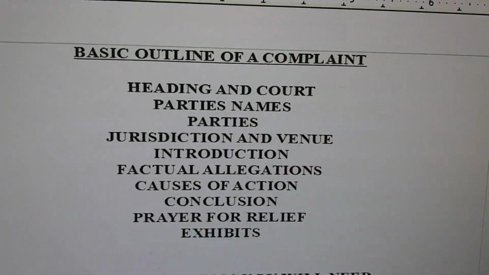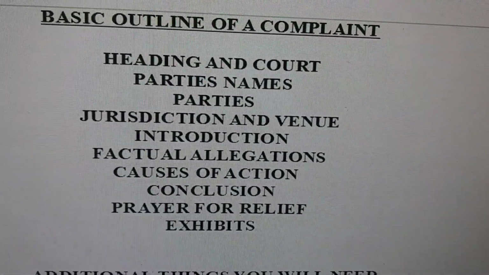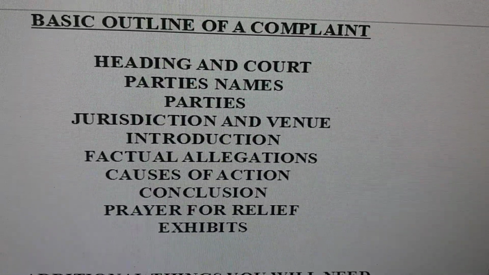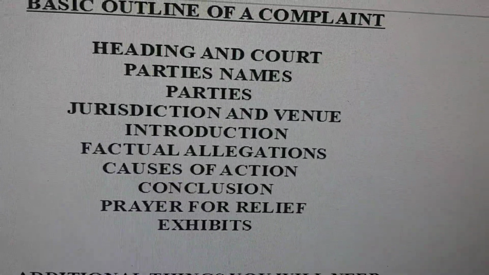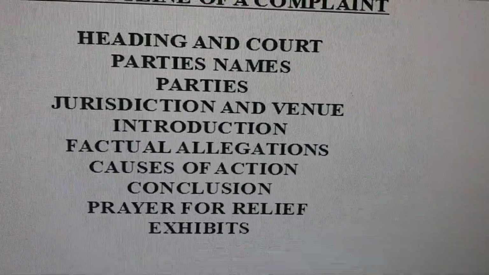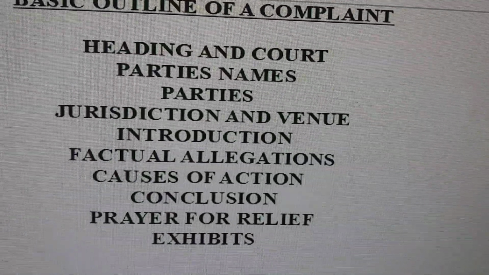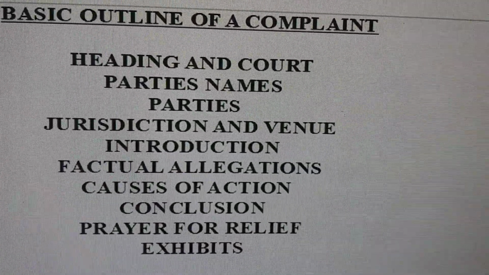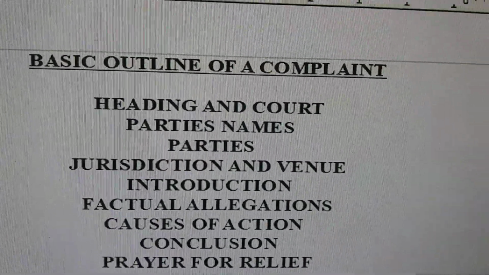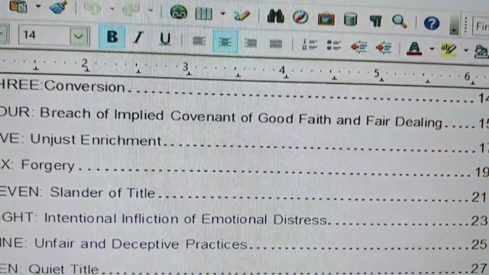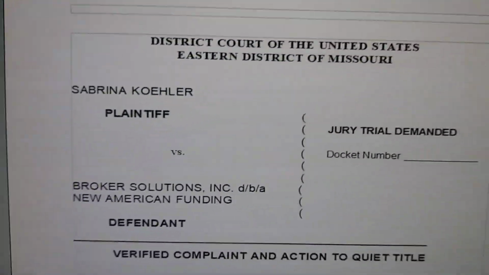Okay, so your basic outline for your complaint is this. You have your heading and the court, the parties' names, the parties, jurisdiction and venue, introduction, factual allegations, causes of action, conclusion, prayer for relief, and exhibits. Okay, so let's take a look at what a lot of that looks like so you guys can get a better idea. Let's look at Sabrina's complaint that she filed, because it's a pretty good example.